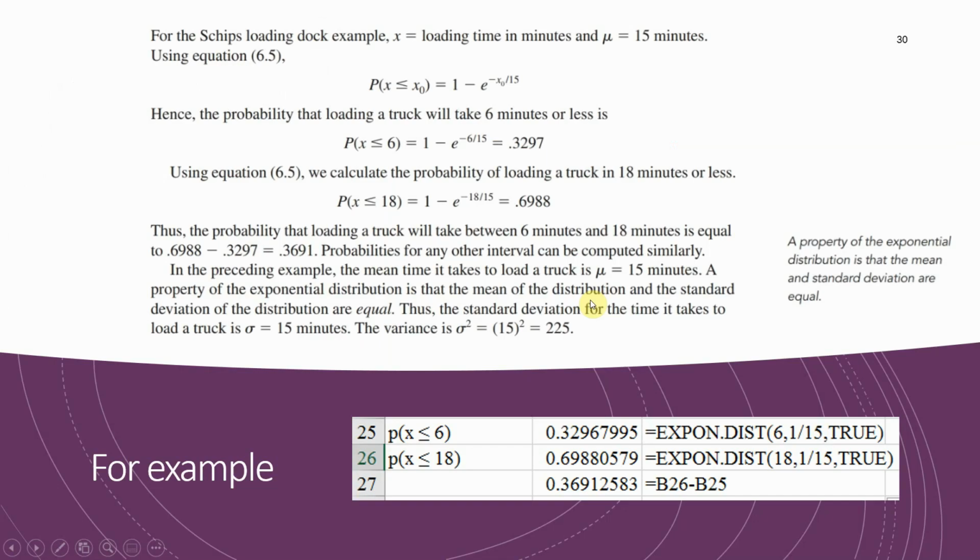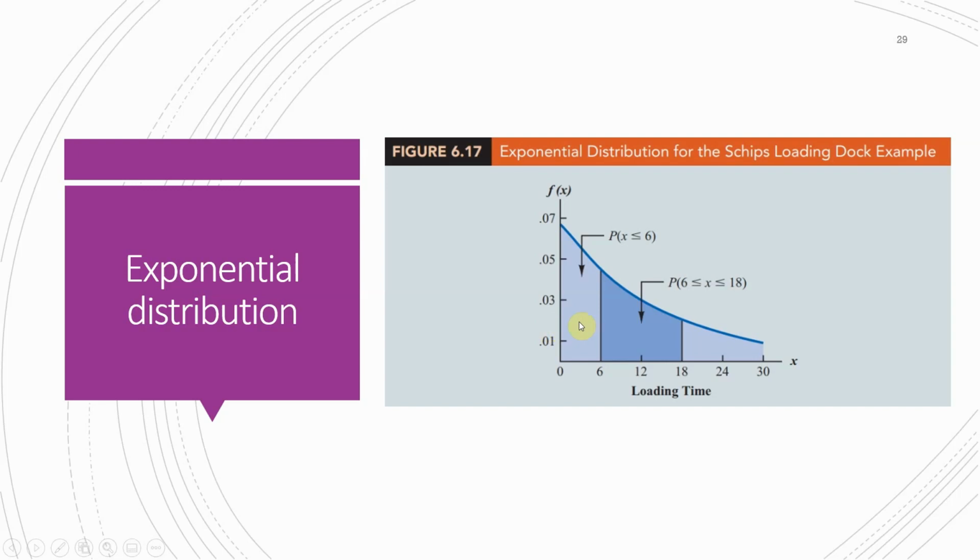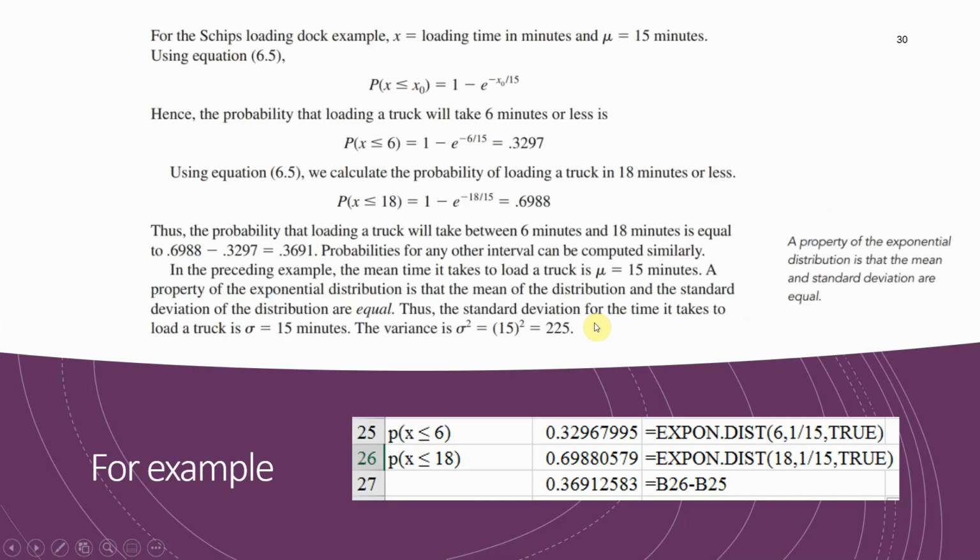So all we have to do is plug that into our function in Excel, which happens to be the exponential distribution, expon.dist, right? We want less than 6 minutes, so we plug in 6, and then we plug in lambda, which is equal to 1 divided by mu. So it's 1 over 15, and then it's true because the cumulative is true. We want all the area cumulative up until this point. So let's do that in Excel.